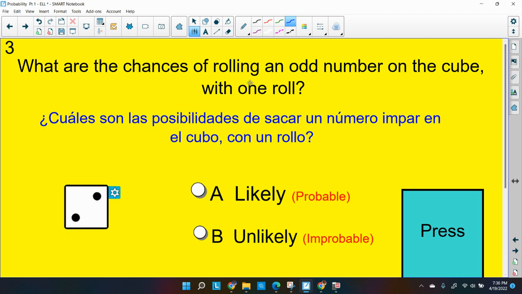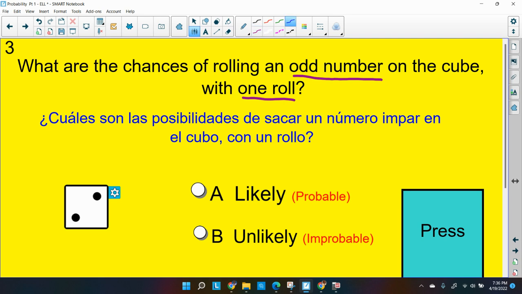Well, what are the chances of rolling an odd number on this cube? So we know odd number is something we should know in our vocabulary. That's a number that you cannot divide by 2. It has a remainder with it. So odd numbers. So we want to roll an odd number on this cube with one roll.